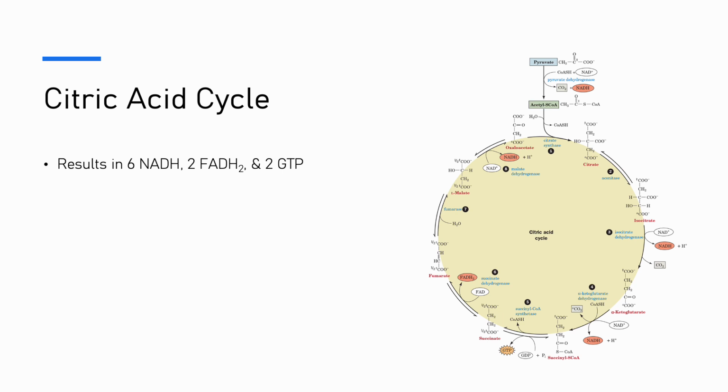Then fumarate is converted into L-malate, where the enzyme fumarase helps, and then the L-malate is converted into oxaloacetate with the help of malate dehydrogenase, and this is where another NADH is formed. Ultimately, with 1 molecule of glucose, you'll get the production of 6 NADH, 2 FADH2, and 2 GTP.